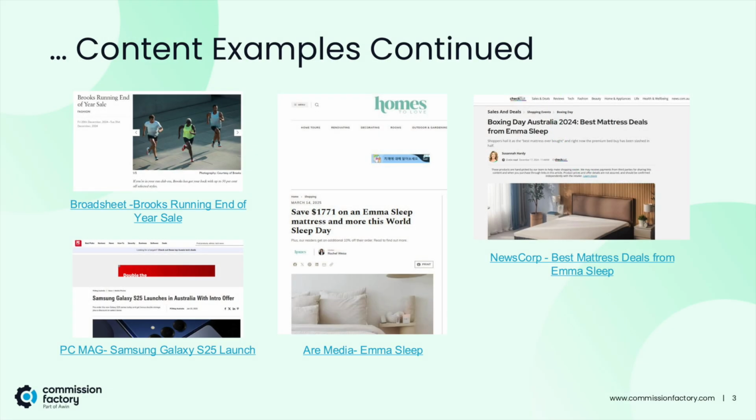These are just some more examples of different types of content across various different publishers. We have Our Media, News Corp, Broadsheet, PC Mag. Content is super helpful and relevant regardless of what vertical you might be in. What is important with content is that you're choosing the right partners that have an audience that would resonate with your brand, and they know who their audience is, and they know what will work and what will appeal to that audience.